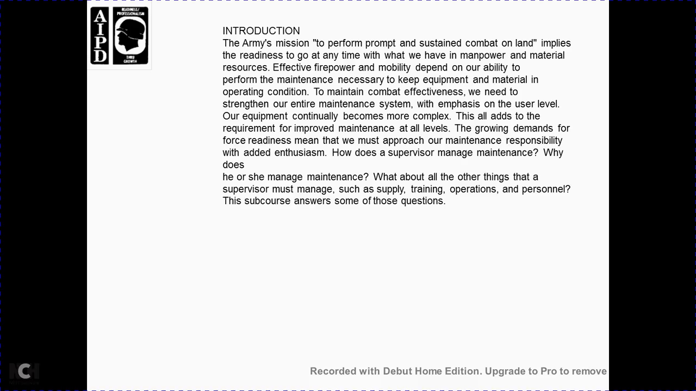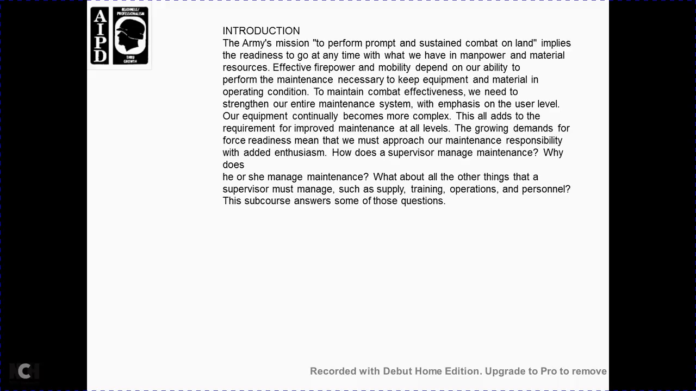Engineer construction equipment maintenance concepts and operations. The Army's mission is to properly perform and sustain combat operations, with the readiness to go anytime. It will have the manpower, material, and resources, and its effective firepower and mobility depend on the ability to perform the maintenance necessary to keep the equipment and material in operational condition and maintain combat effectiveness.